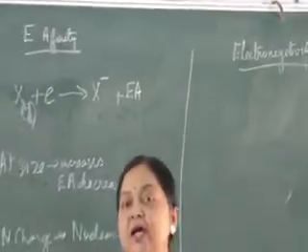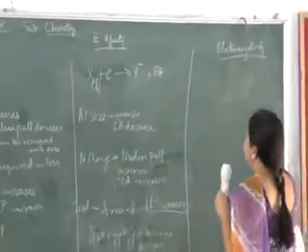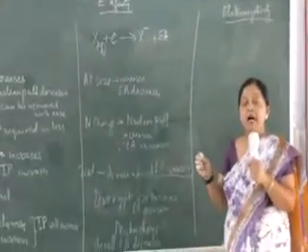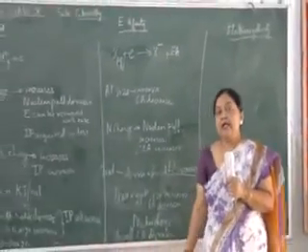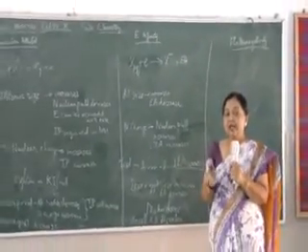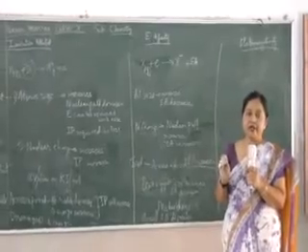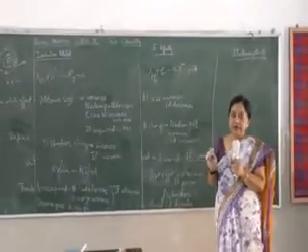This is not a particular atom. It is happening in a molecule. You all have read about chemical bonding in class 9. Now, in chemical bonding, in a covalent bond, there is a shared pair of electrons.